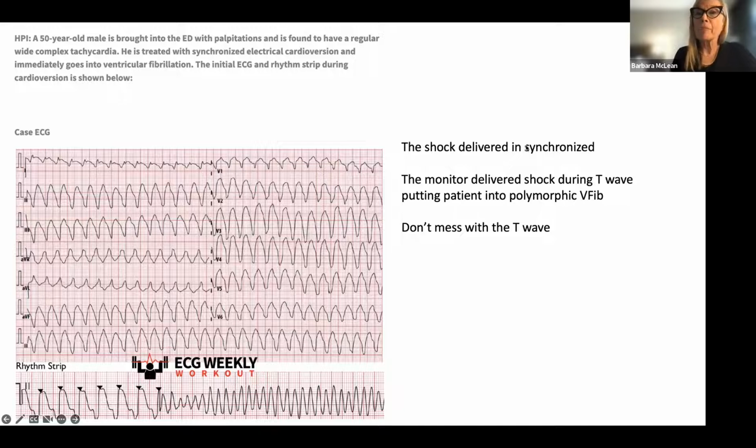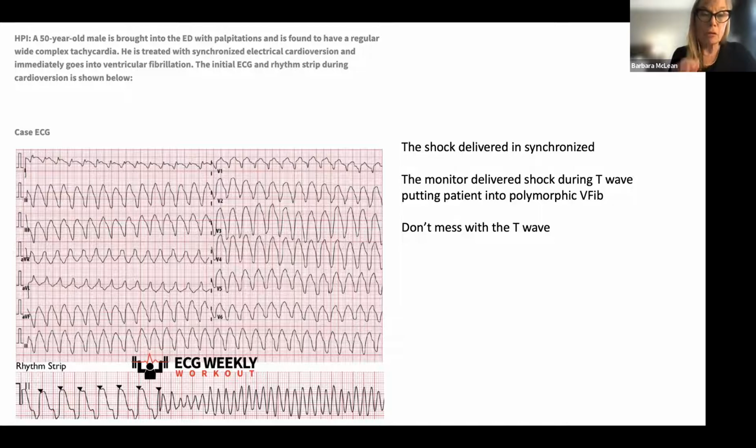So here's the thing. Always deliver your shocks in synchronization. Make sure you're not shocking on the T wave, because when we shocked on the T wave, the patient went into a polymorphic VFib, polymorphic VTach, polymorphic VFib. Don't ever mess with the T wave. If you think you have a T wave, don't mess with it.